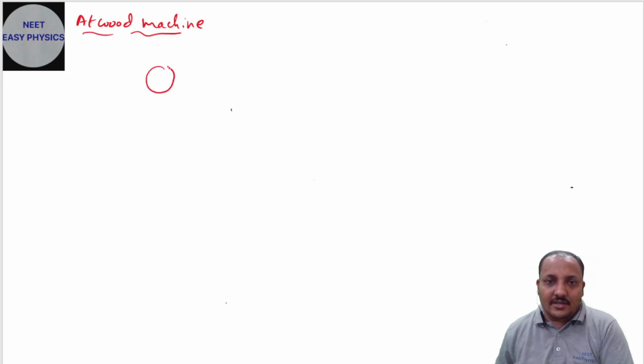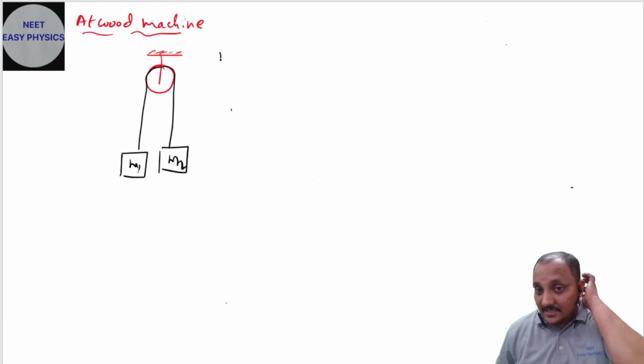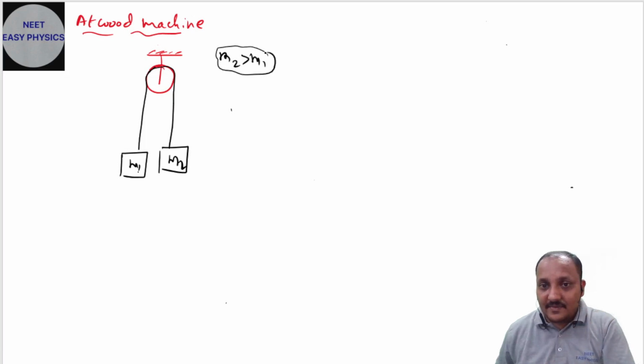So, if you're taking a small pulley which is massless, over this an inextensible string, this is also massless. Two masses, M1 and M2, are suspended, and whenever they are released, these two are going to move. Let us assume M2 is greater than M1. How is M2 going to move?